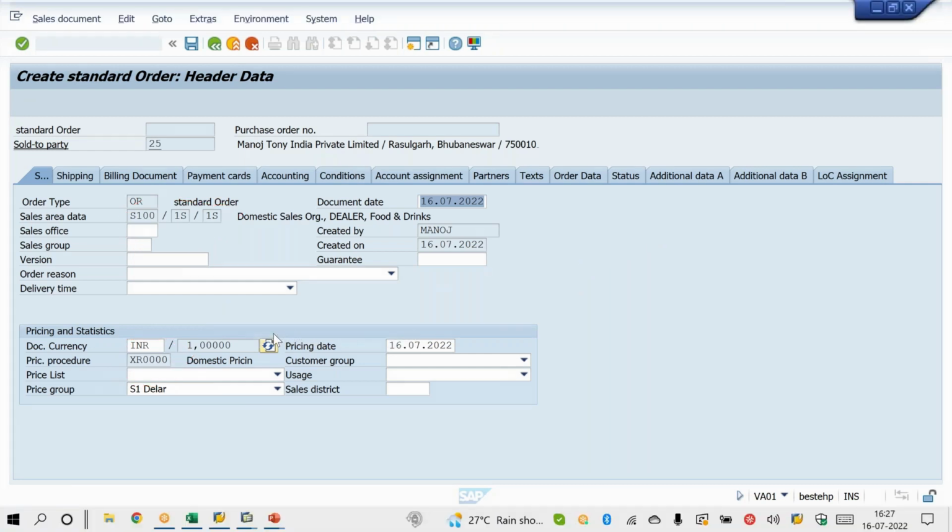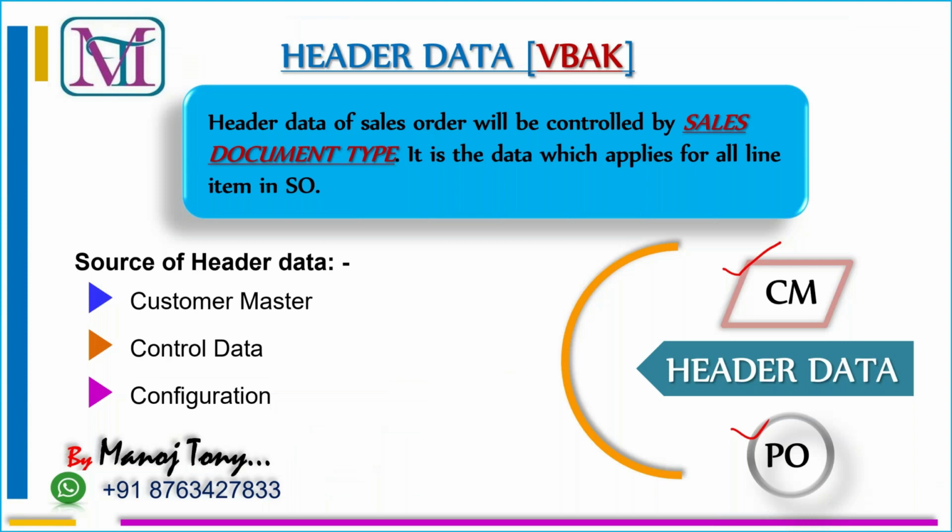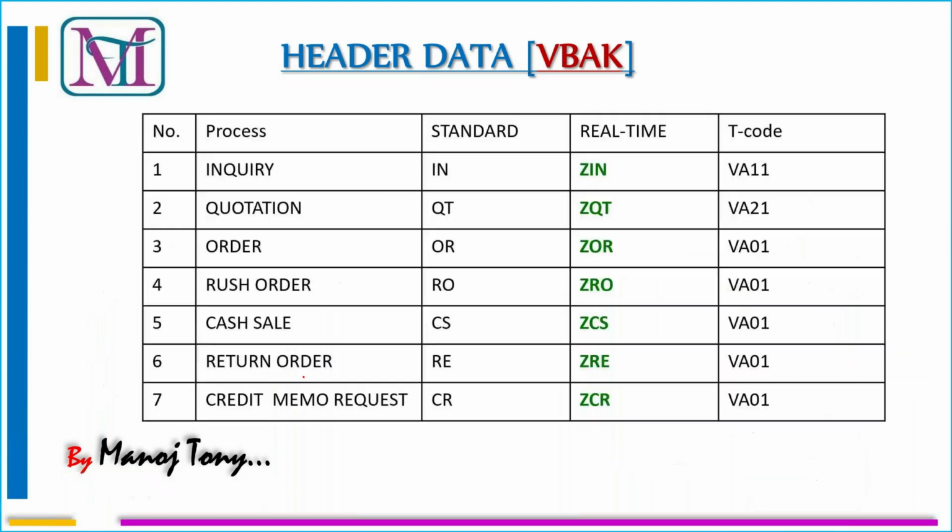Interview question: What is the source of header data? The source of header data is customer master, control data, and configuration data. So next, header data. Here we have to remember the process. What are the standard processes we have? What are the standard sales document types? And in real time, which sales document type do we use and what is the transaction code for it?